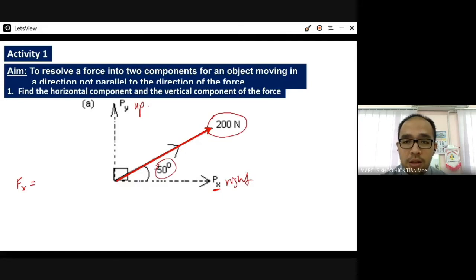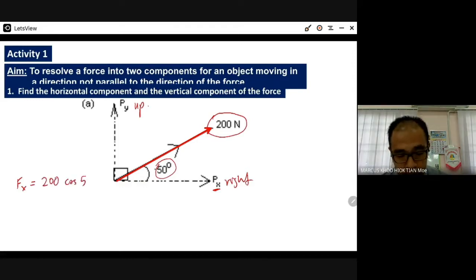Fx will be cos or sine? Cos. Okay, very good. Can you tell me in terms of the number? Cos 50 degrees. The force is how much? 200 Newton. Very good. So it'll be 200 cos 50. We use the secant force, then we multiply it by the cos of that angle.